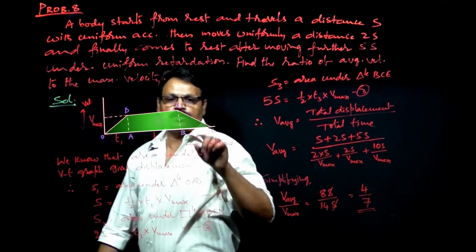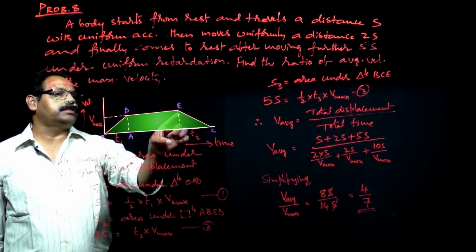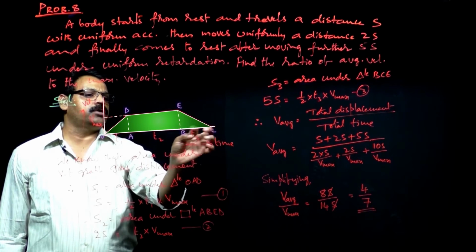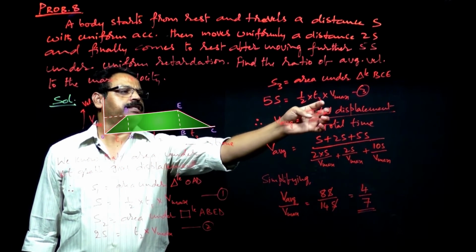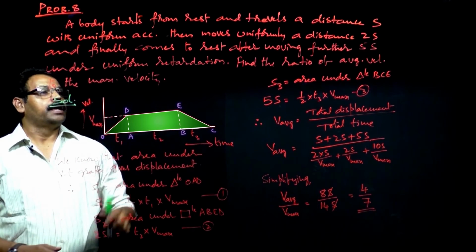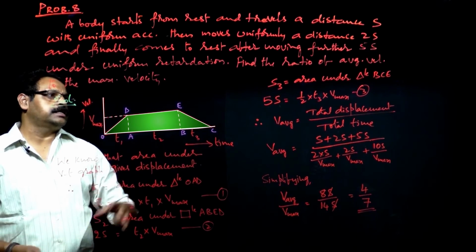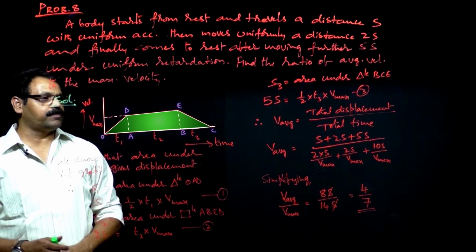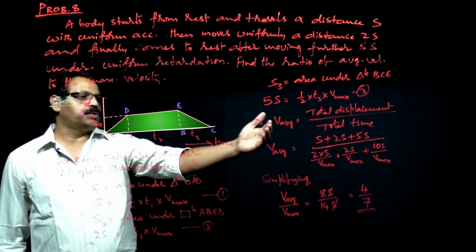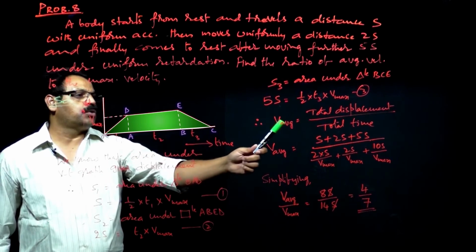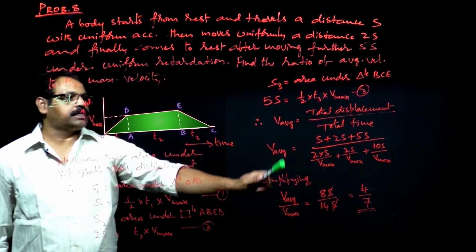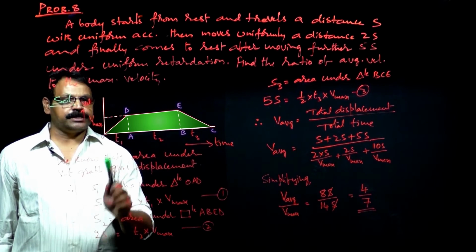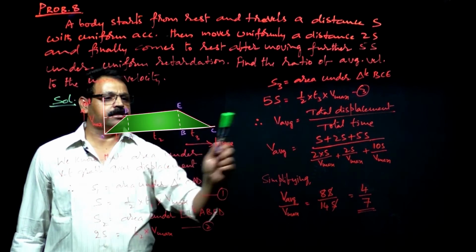Then coming to the third interval, here it is traveling with retardation and travels a distance 5s. Therefore, 5s is equal to the area of this triangle, giving half T3 V maximum. Let us say that is the third equation. The question asked is to find the ratio of average velocity to the maximum velocity. From the definition, average velocity is the total displacement traveled divided by the total time. The total distance traveled is s in the first interval, 2s in the second interval, 5s in the third interval.